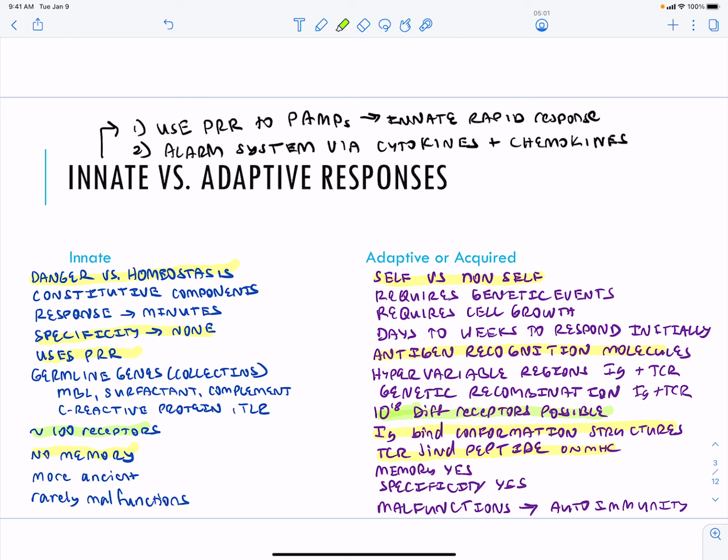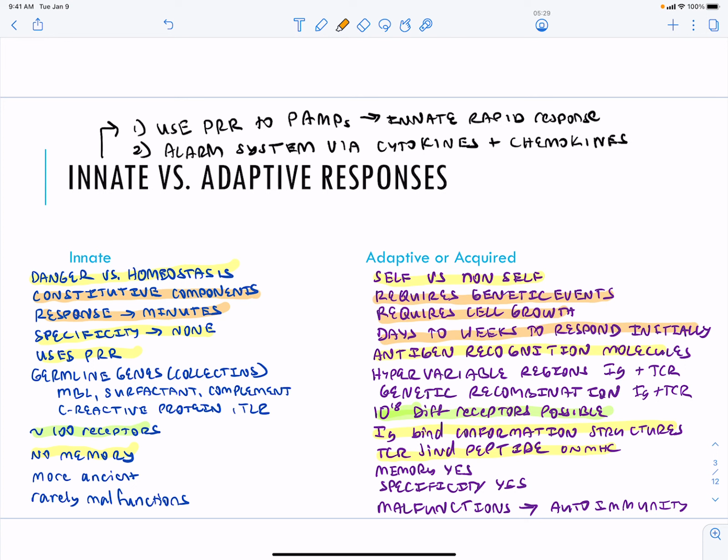Now, other differences are that you have constitutive components and the response is in minutes. And here, the response is going to require genetic events. So it's not constitutive, it's not ready to go. And it's going to require cell growth. It's going to take days to weeks to respond initially. And then you get a memory response. Of course, that would be much faster.